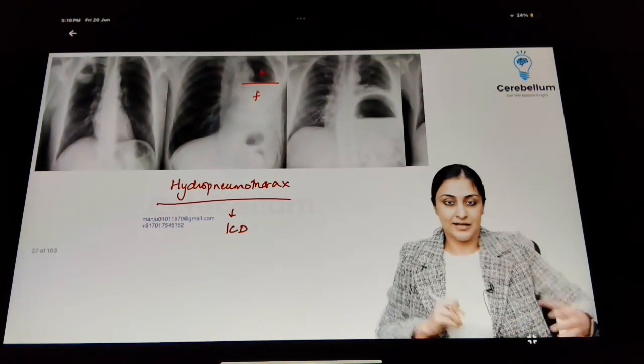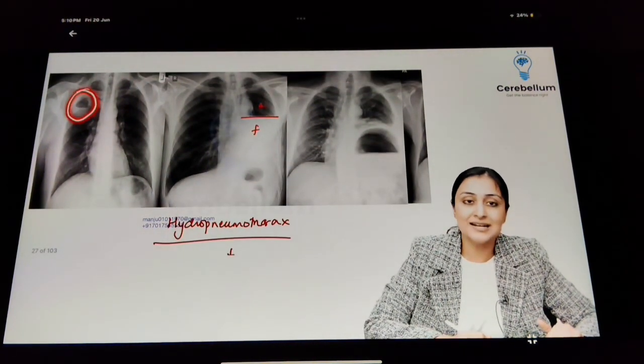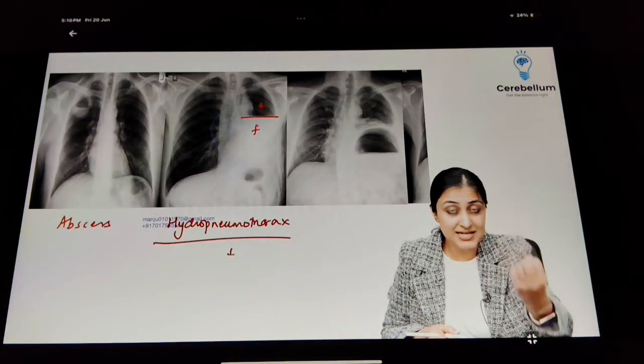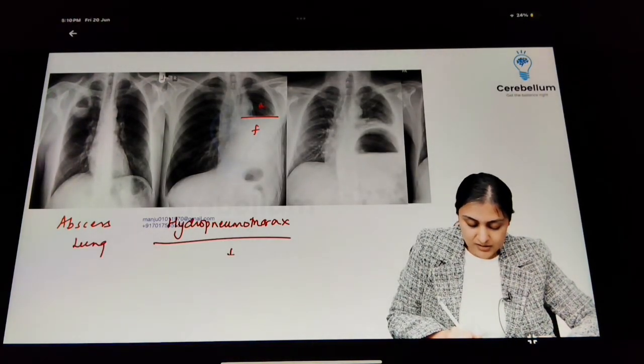So this is sorted. Now another air fluid level, but now it's a rounded lesion in the lung which has an air fluid level. So this is actually an abscess. Abscess has pus which settles and air which is above. So this is a lung abscess, right?